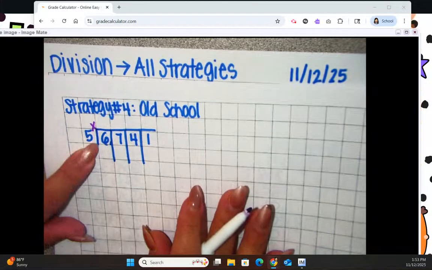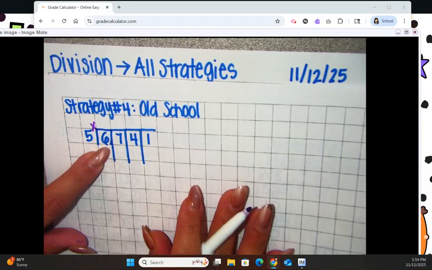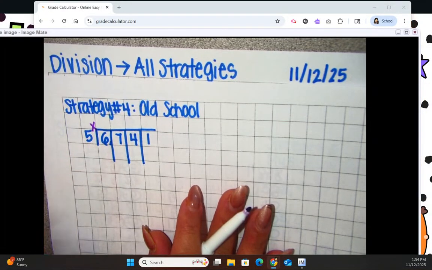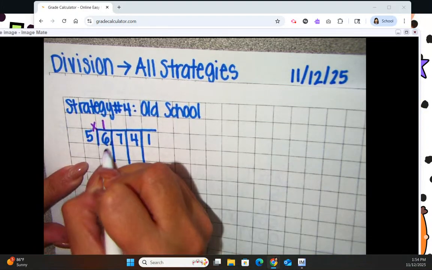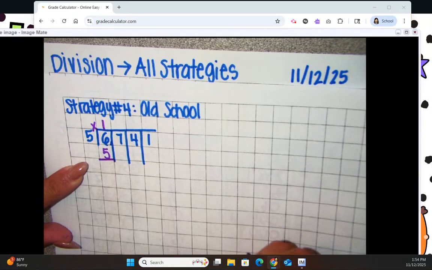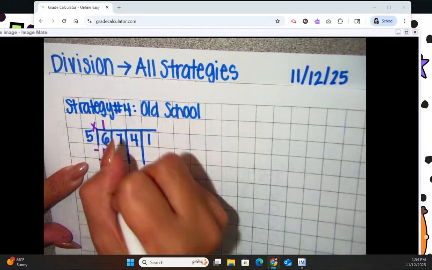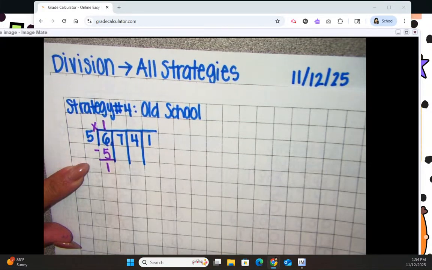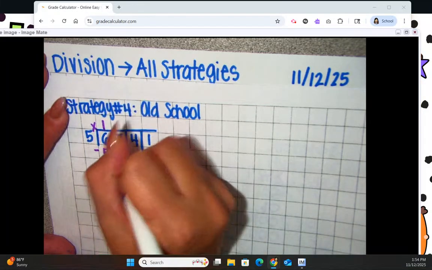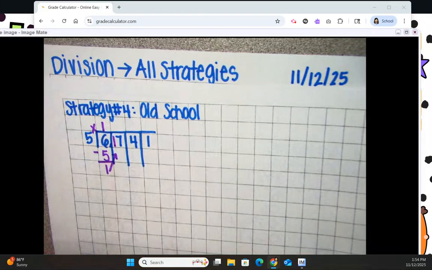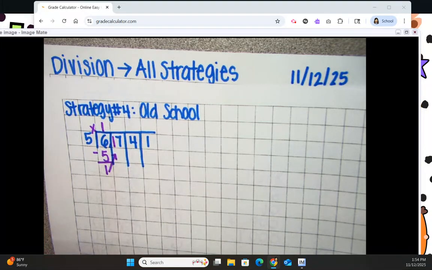So, how many groups of 5 can I build if I only have 6 sticks? 1. I can make 1 group of 5. That means I'm going to use 5 sticks and have 1 stick left over. What am I going to do with this one? Regroup it. So now I don't have 1,000, I have 10 hundreds.